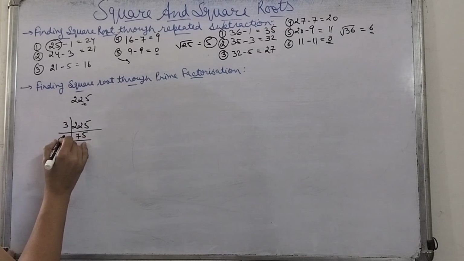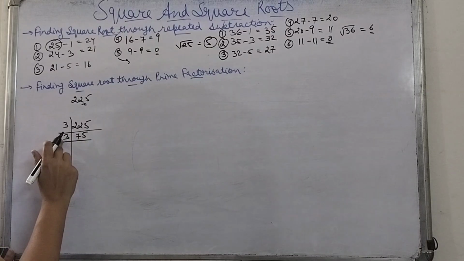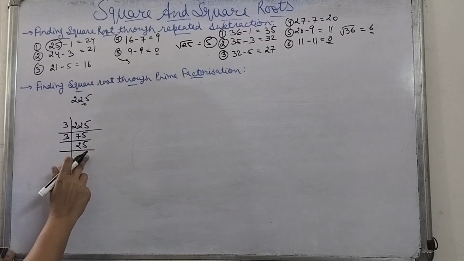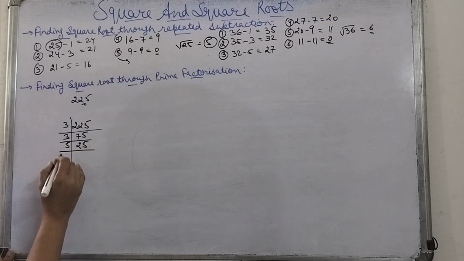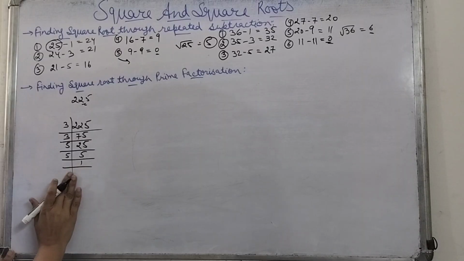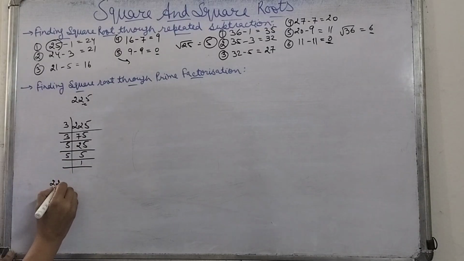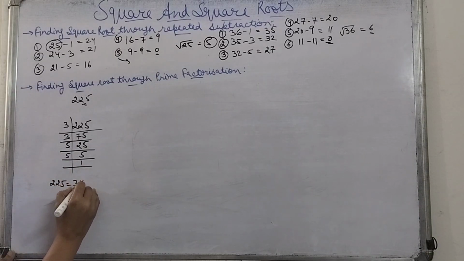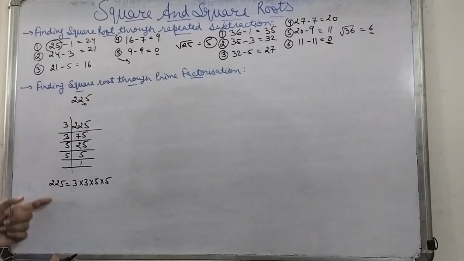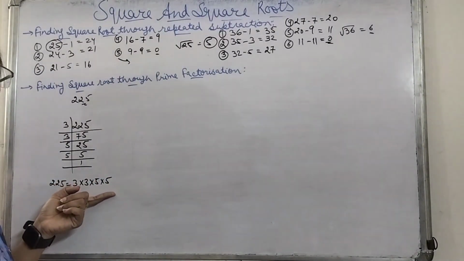Now again, we will be dividing this 75 by 3. We will be getting 3 2s are 6 and 3 5s are 15, so 25. 25 is divisible by 5, so we will be dividing it by 5. 5 5s are 25 and 5 1s are 5. So the prime factorization of 225 is 3 multiplied by 3 multiplied by 5 multiplied by 5. So we have written 225 as the product of prime numbers.